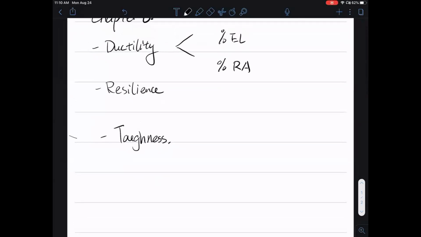Then after that, we mentioned resilience, the modulus of resilience. A simple way to calculate the modulus of resilience is to find the stress-strain curve of the material and identify where the linear region is, where the yield strength is, and simply find the area of that triangle. That is your modulus of resilience.